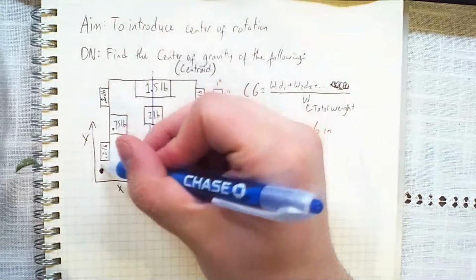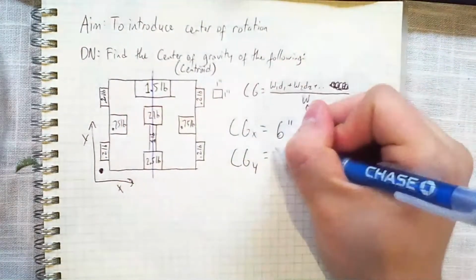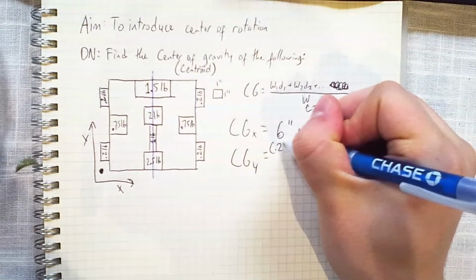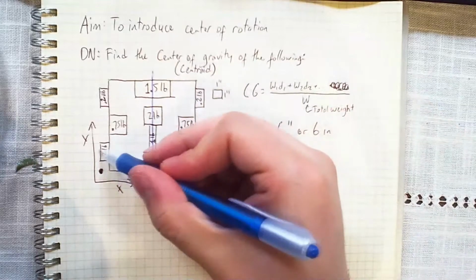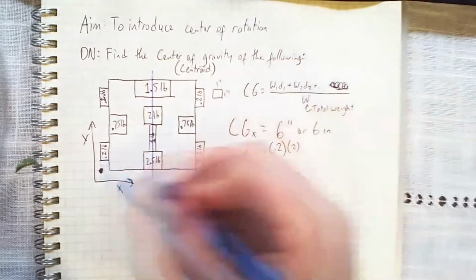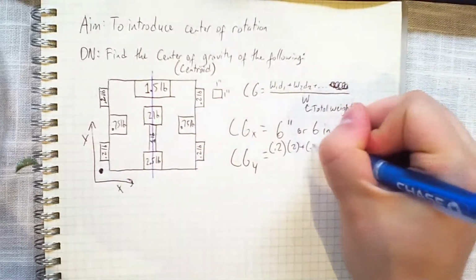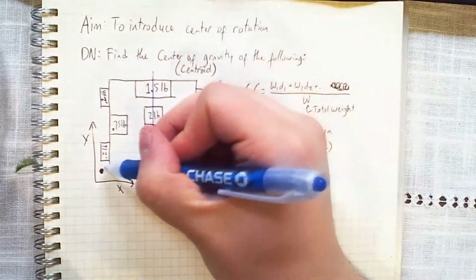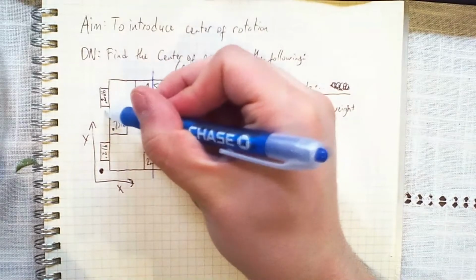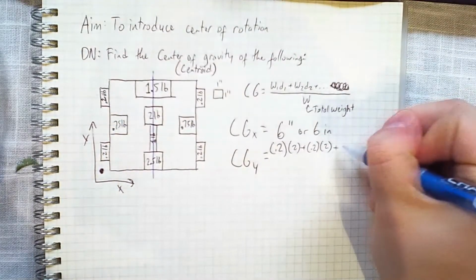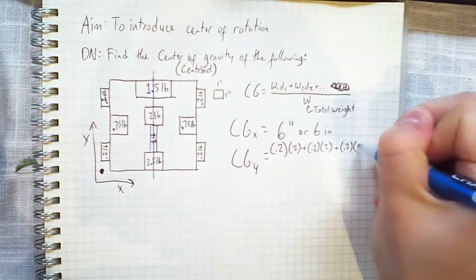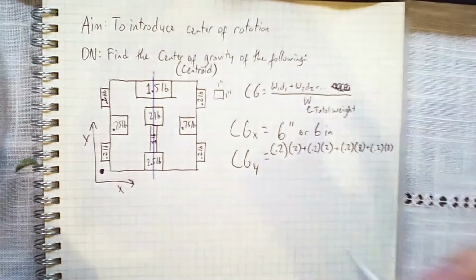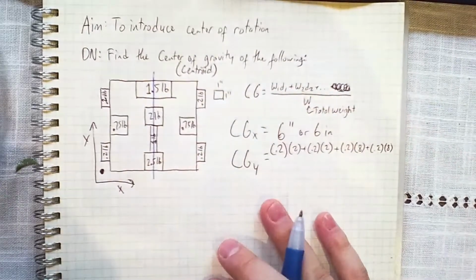The first one, we'll do these 2 0.2s over here. So it's 0.2 pounds times 2 inches. Same thing over here, plus 0.2 times 2. We'll do the other 0.2, so that's 1, 2, 3, 4, 5, 6, 7, 8 inches over, plus 0.2 times 8, plus 0.2 times 8. Okay, so that's these 4 weights taken care of.